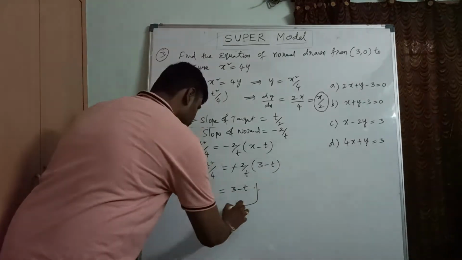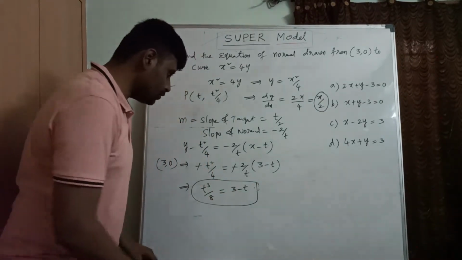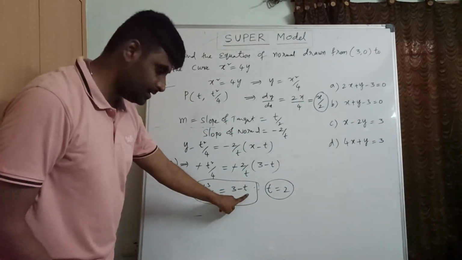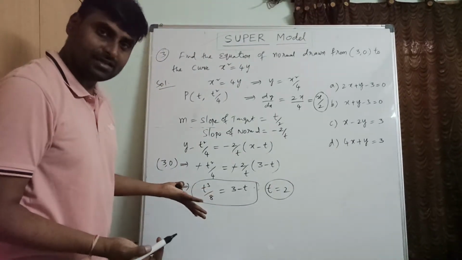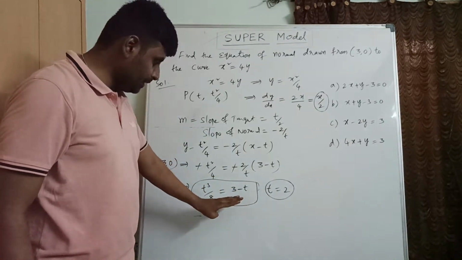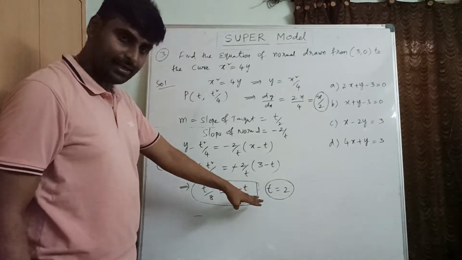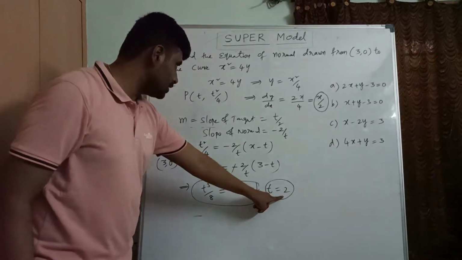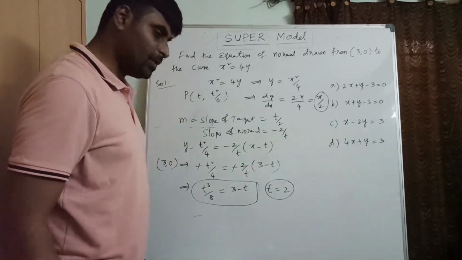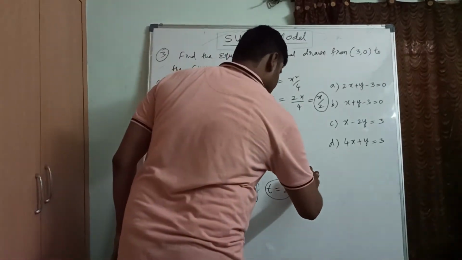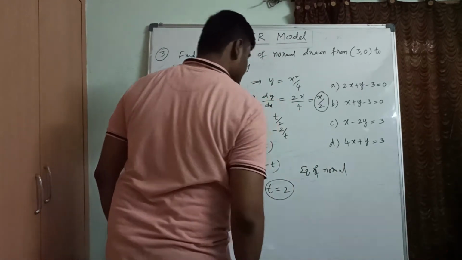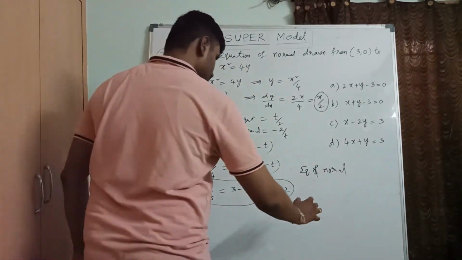So from this, t equals 2, correct or not? 3 minus 2 is 1, 2 cube is 8, 8 by 8 is 1. That's it. No need to make it lengthy, no need to make it a cubic equation and solve it, right? Whenever t equals 2, the slope of the normal will become minus 1. Okay, so now what is the equation of the normal here? Substitute.